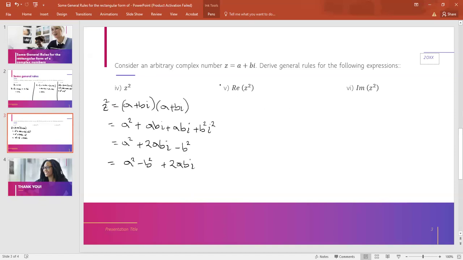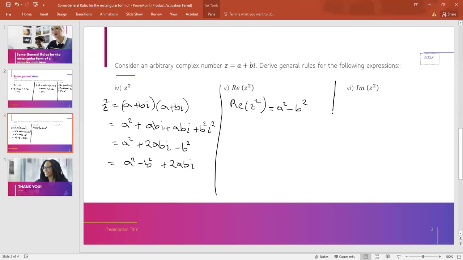So let's obtain a general rule for the real part of z squared. Remember, the real part is that part without the i. So we come back to this z squared we've obtained. We can say the part without the i is indeed a squared minus b squared. This is simply equal to a squared minus b squared.